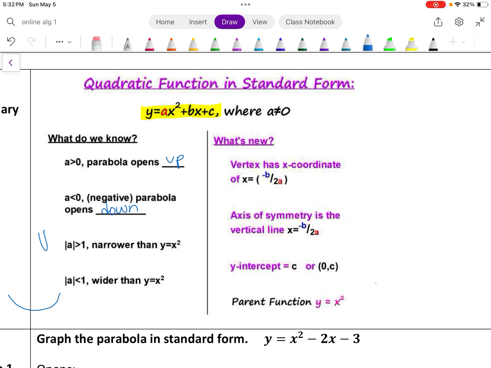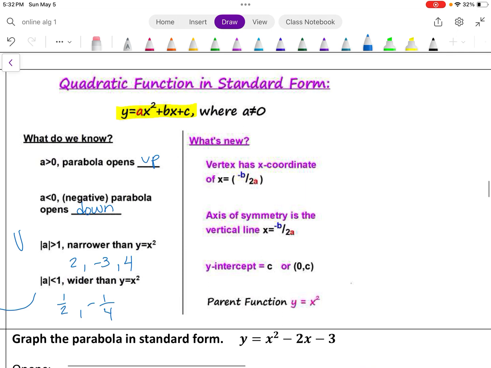Remember, when you talk about larger or smaller, it doesn't matter if a is negative or positive. It just matters how big the absolute value of the number is. So for example, a half, negative fourth, these are examples of something that's wider. 2, negative 3, 4, those are examples of something that would be narrower.